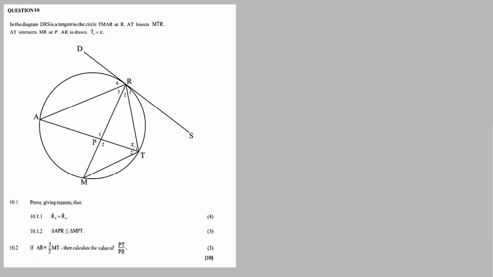We move on to the last question, 10.2. If AR is equal to 3 over 2 MT, then calculate the value of PT over PR. So what is happening here? We start from the similarity between this triangle and this triangle. If this triangle is similar to this triangle, we know the ratios of AR and MT.